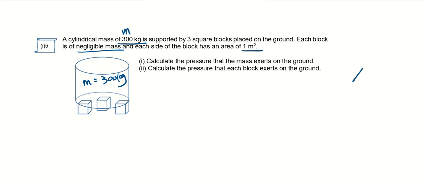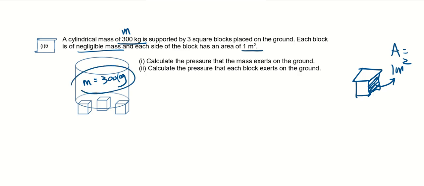Okay. That means this block, this area will be 1 meter square. That means I already know the area. Okay. So calculate the pressure that the mass exerts on the ground. The mass of this whole thing. So part 1, pressure equals force over area. Okay. But we are not given the force.